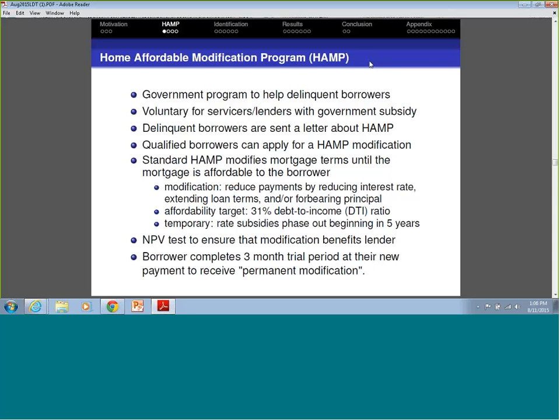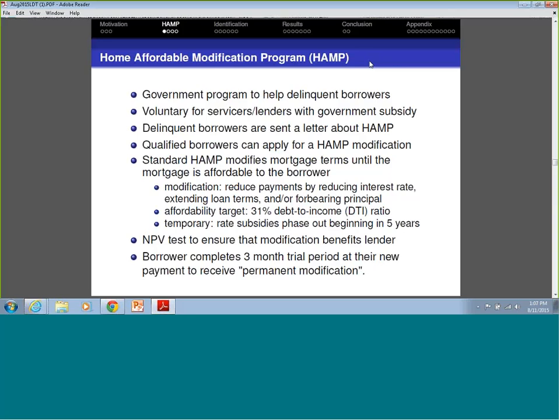The rate reduction, if it fell below the current market rate, phased out after 5 years, and rates begin to step up. There was a net present value test to measure the economic viability of the mortgage modification, and the borrower completes a 3 month trial. So everybody who shows up in the data set completed a 3 month trial.